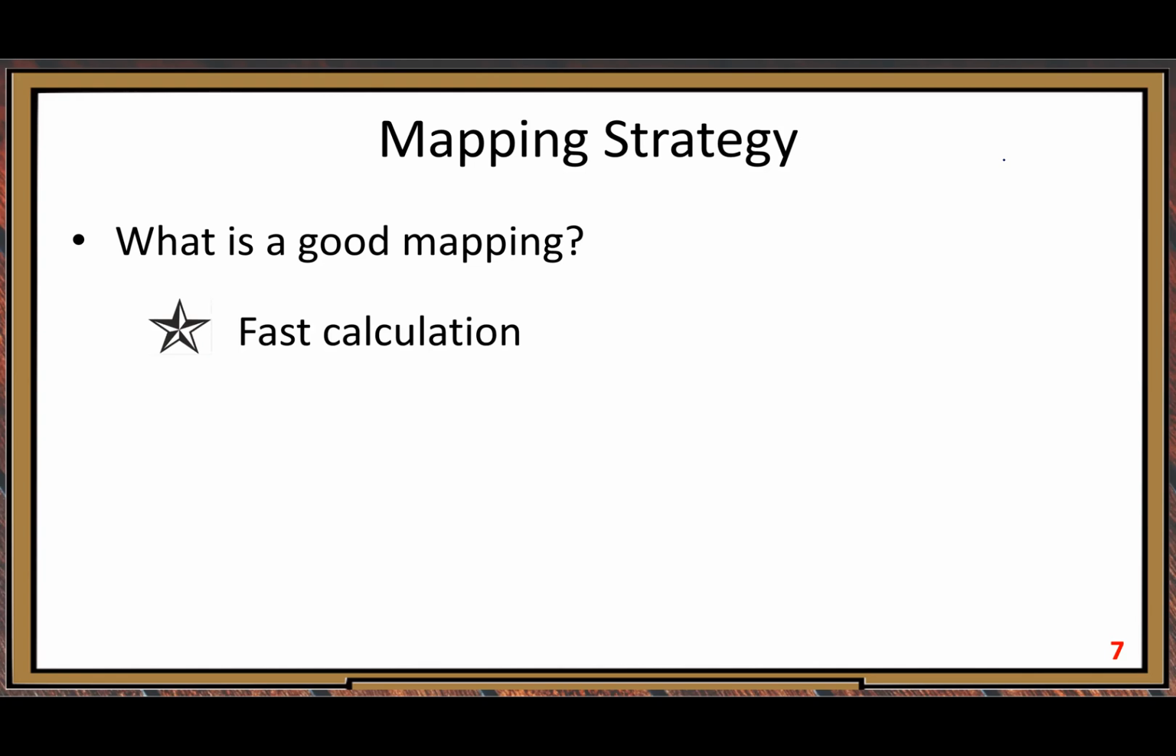One property: fast calculation. When you do mapping, it takes time, right? So you have a function, you plug the long key into this function, and then you do the calculation. We want a fast calculation. We don't want some very slow calculation that takes a lot of time to find a mapping result. Then it won't be good. Yeah, too expensive. So the first property we like to have is fast calculation. The mapping function should not be very slow.